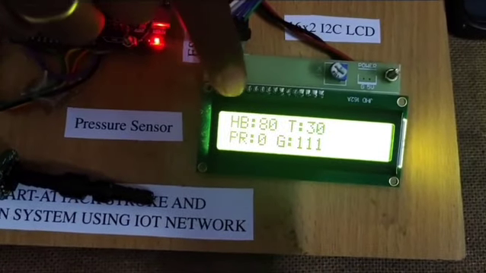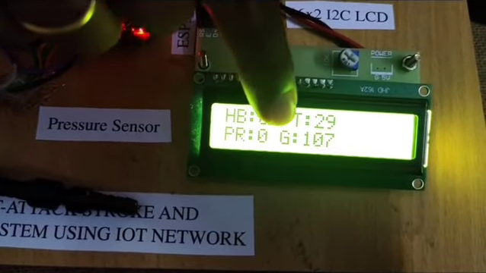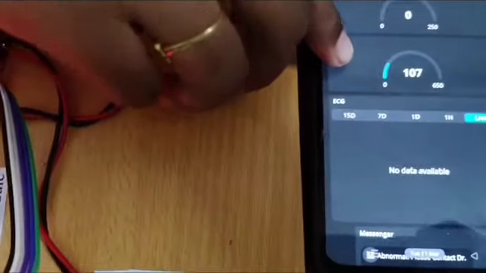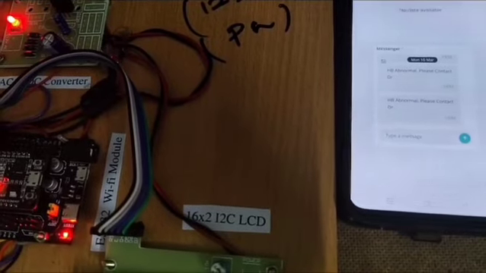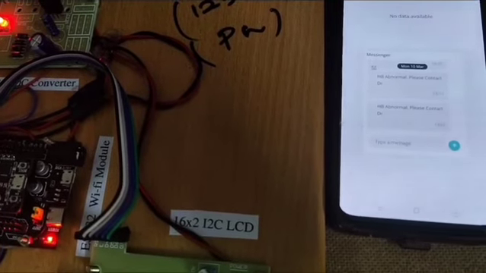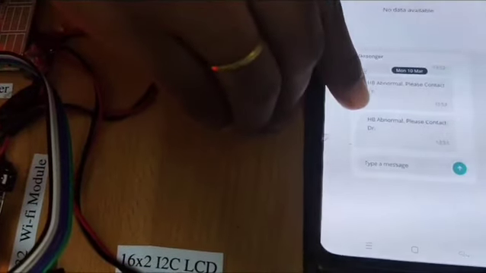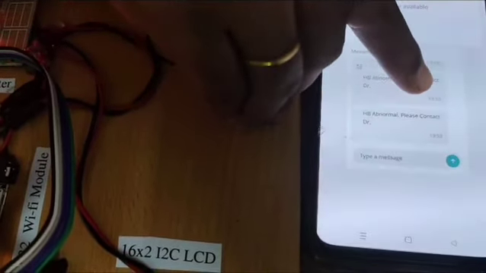So here you can see the heartbeat value as 80 and also in the app. You can also see the glucose value as 107 and also in the app 107. If your heartbeat value is below 110, then it is the normal condition. When your heartbeat value is above 110, then you get a message like this: heartbeat abnormal, please contact doctor.